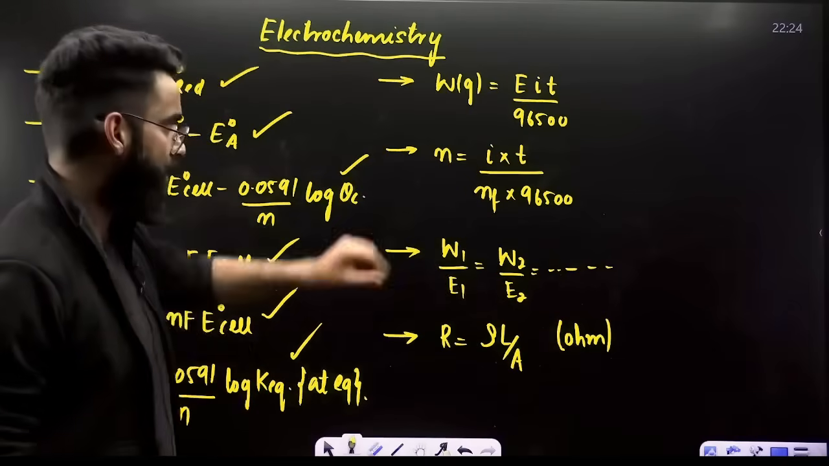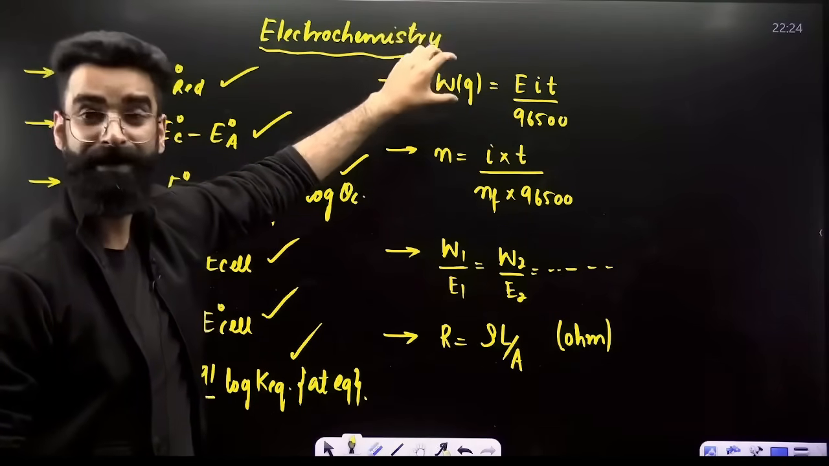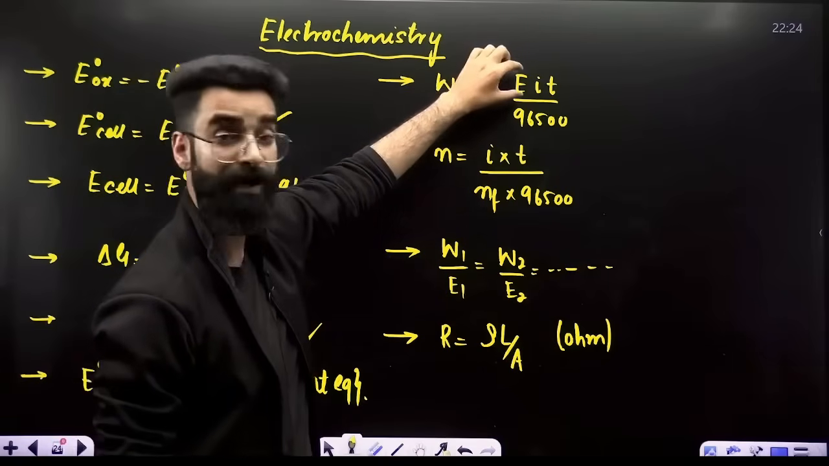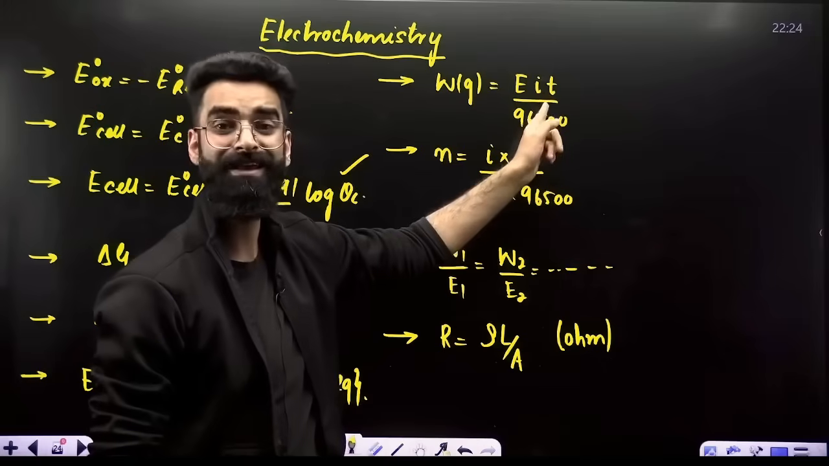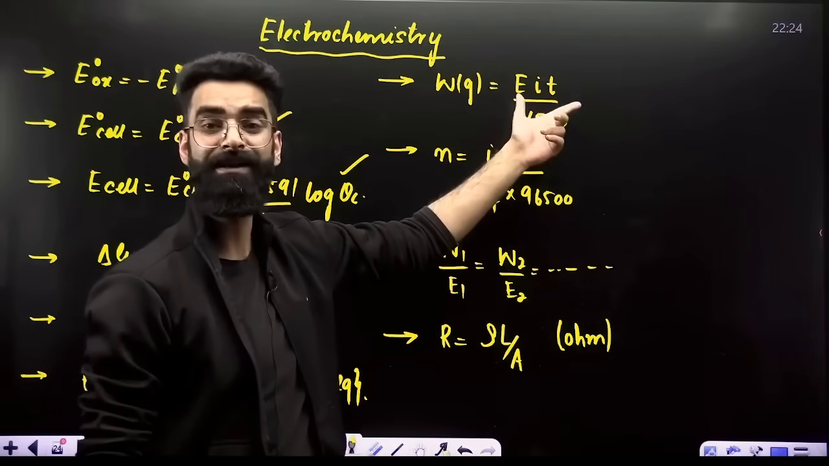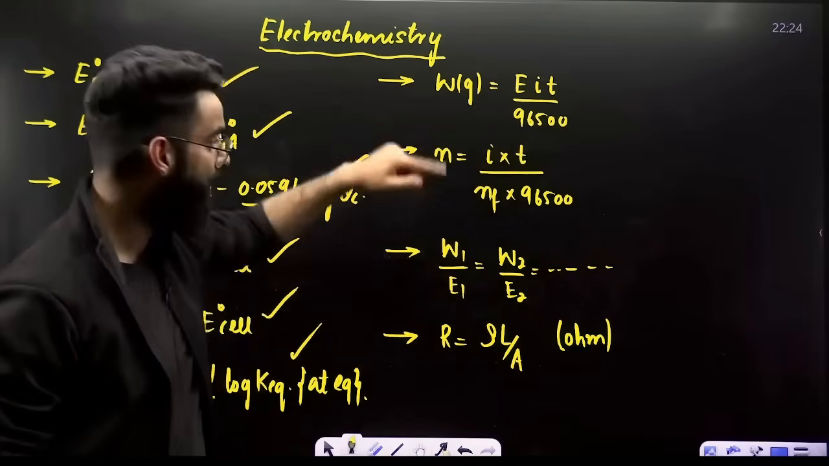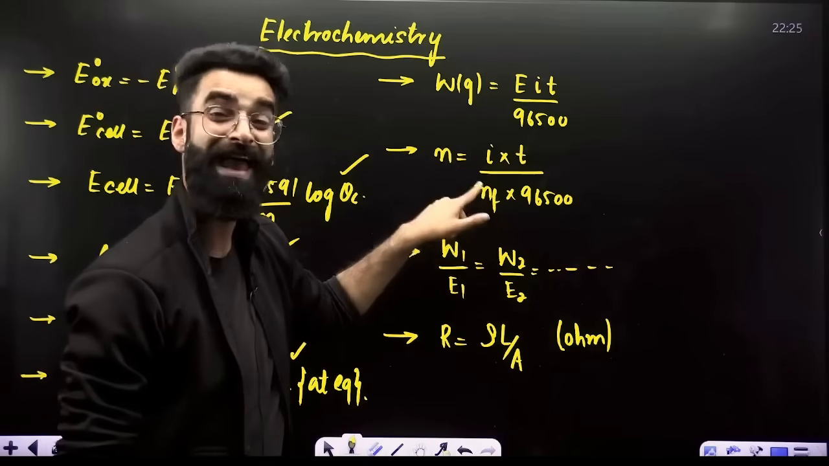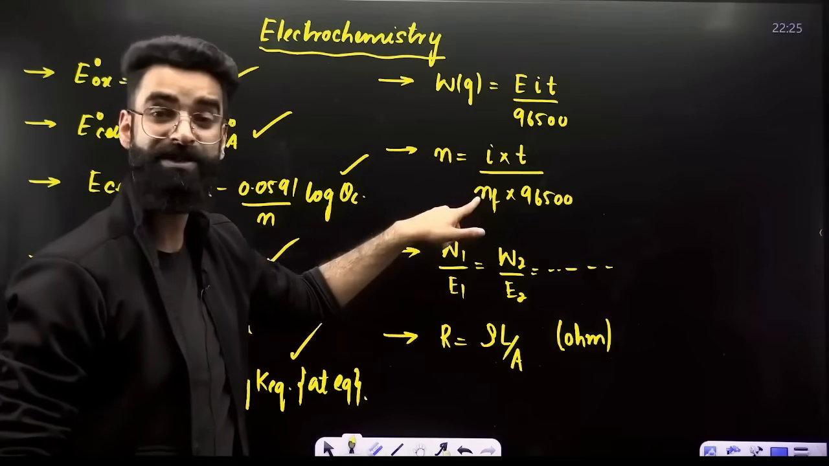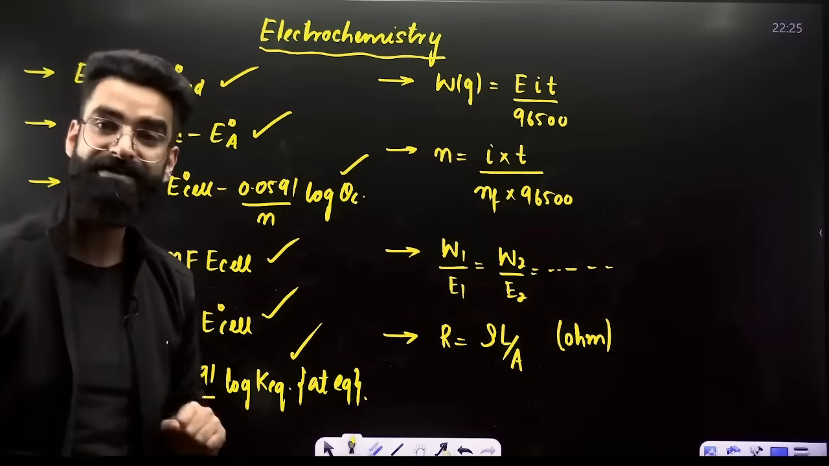Now, as per Faraday's first law, mass of substance deposited or liberated at an electrode is equal to equivalent mass of the same substance multiplied by I t divided by 96500. What is I? The current which goes into the solution. t, the time duration in which current enters into the solution, divided by 96500. How do we get the moles of the substance deposited or liberated? I multiplied by t divided by n factor of the same substance which is being deposited or liberated, multiplied by what? 96500. As per Faraday's second law, right?